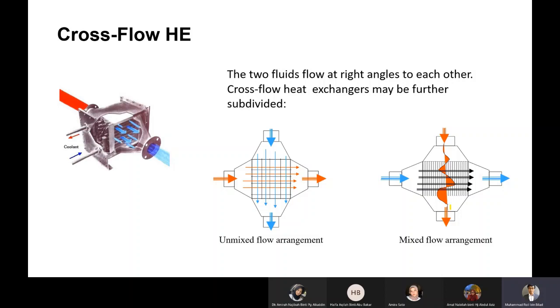Okay, so it is two fluids flowing at right angles to each other. A cross-flow heat exchanger might be further subdivided into unmixed flow arrangement and mixed flow arrangement. This is the one that is actually used mostly in refrigeration, air conditioning and heat pumps. Since we are auditing energy in the residential sector, I'm going to use more of this case.